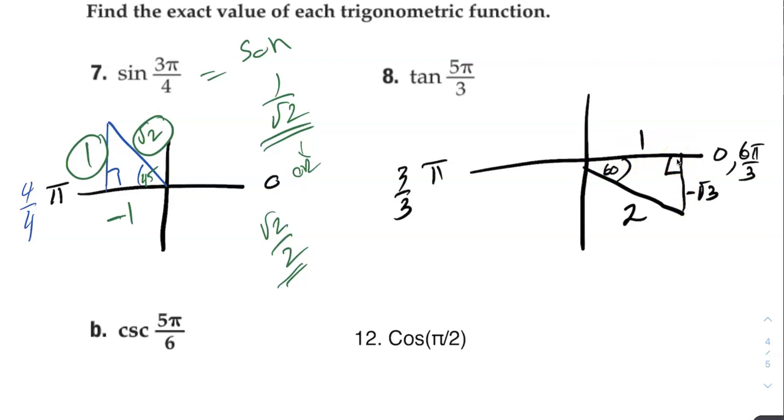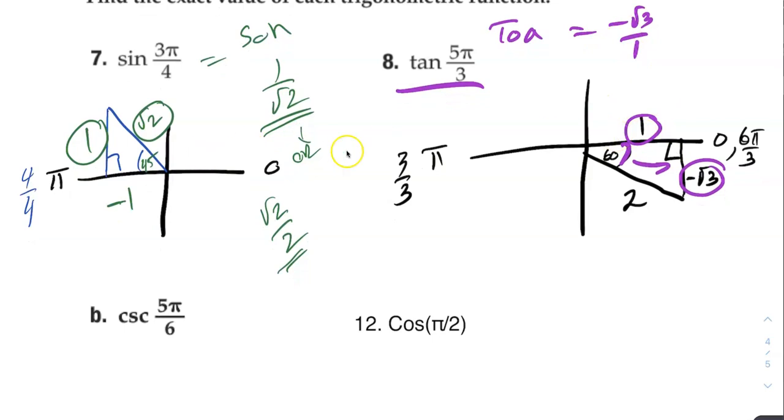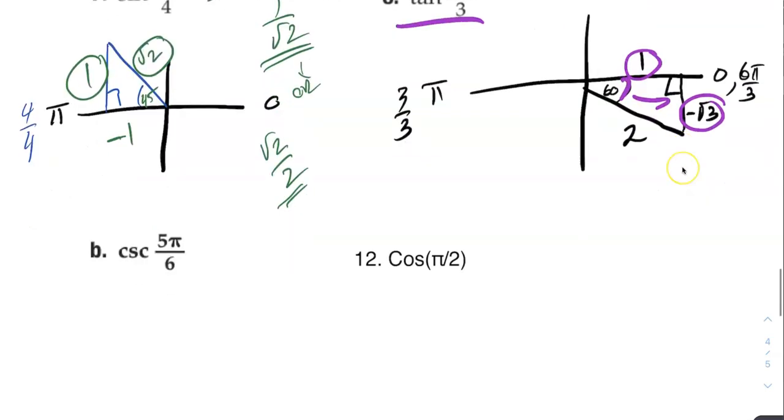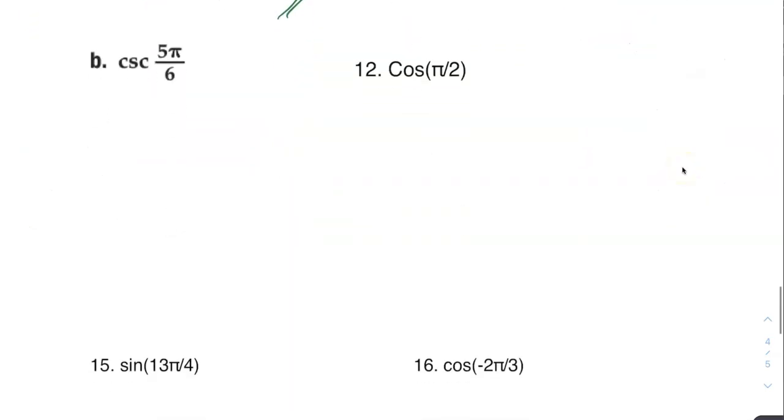Now we're doing tan, TOA. Here's my angle. Opposite would be rad 3, and adjacent would be 1. So negative rad 3 over 1. Now, if you don't like asking is it negative because it went right or down or anything like that, there's another way to do it, which is all students take calculus.